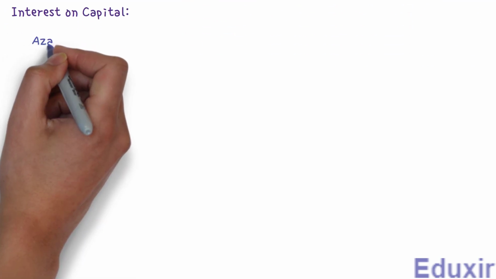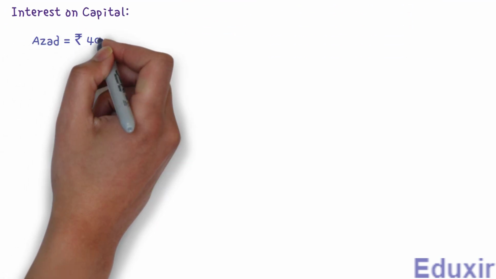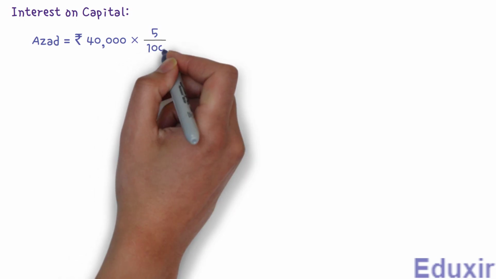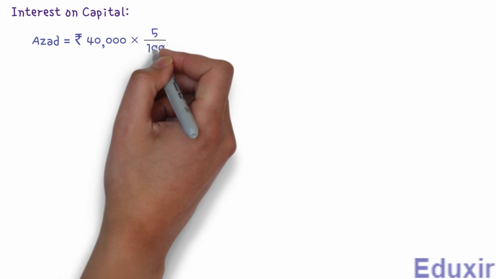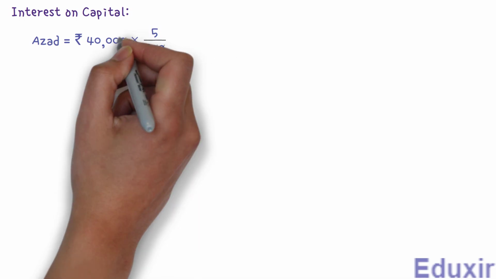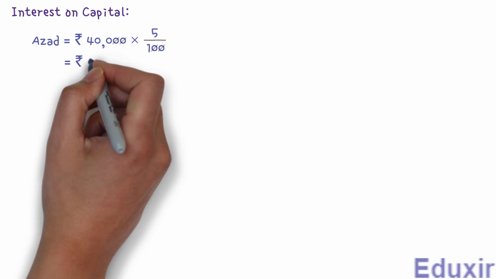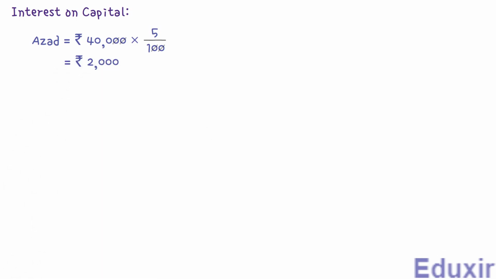Considering this, the interest on partner Azad's capital is equal to his capital amount of 40,000 rupees multiplied with the rate of interest on capital, which is 5 upon 100. Let's cancel both the zeros in 100 for 2 zeros in 40,000 rupees. Now, if we multiply the remaining 400 rupees and 5, we get 2,000 rupees. This is the interest on partner Azad's capital.